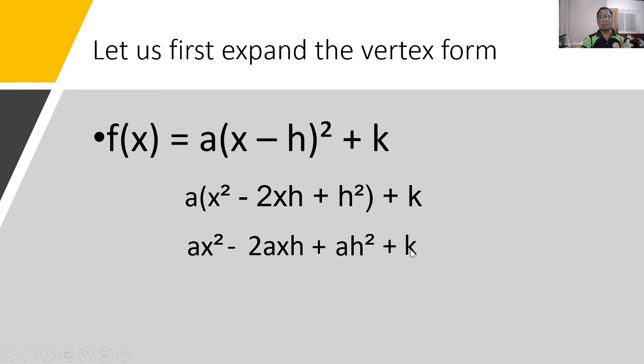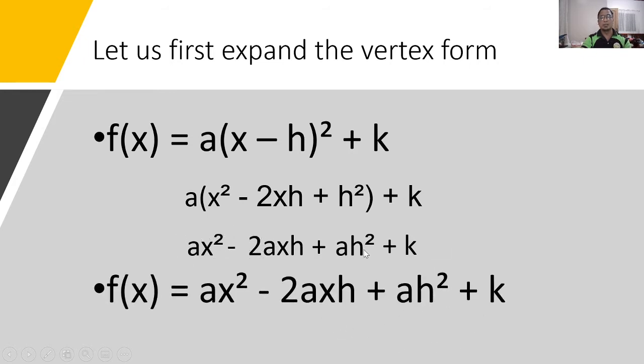I hope I'm making sense here and I'm delivering this clearly para po sa atin. Ano po? So yung f of x natin, again, to recap this one, is equal to ax squared minus 2axh plus ah squared plus k. Ito yung kabuuan nung expanded form, nung vertex form po natin.